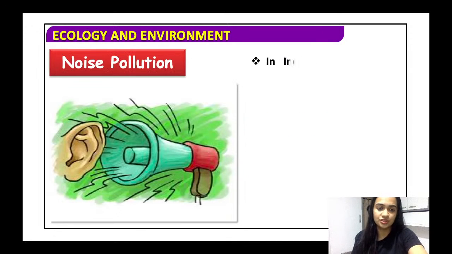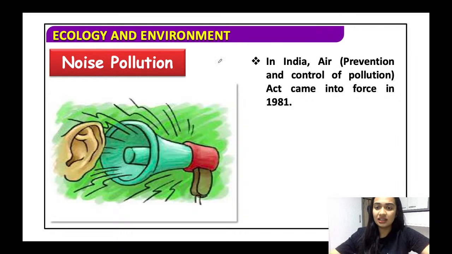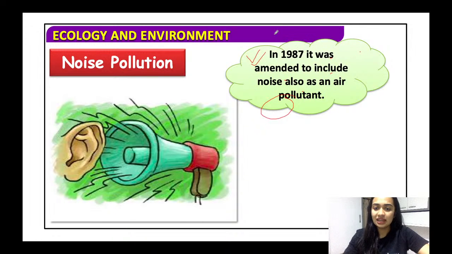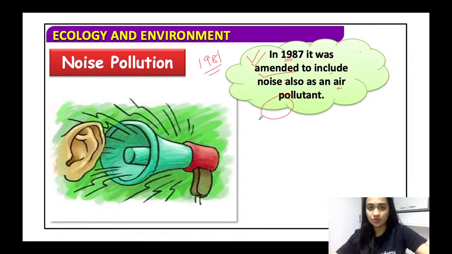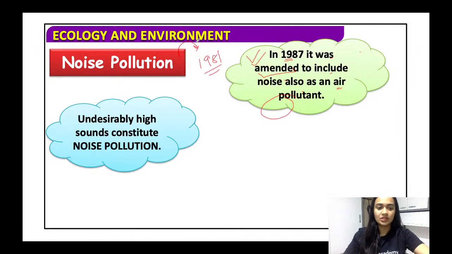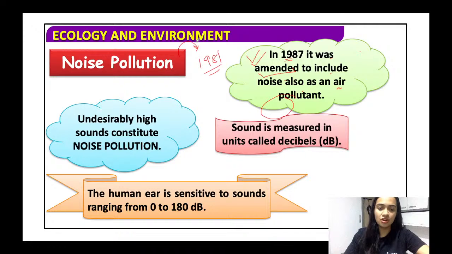Now coming to noise pollution. In India, the Air Prevention and Control of Pollution Act came into force in 1981. This is something you have to remember. Basically that act came in 1981, but in 1987 it was amended to include that noise is also in air. Okay, so noise will also come under air pollution. So please remember that according to this act of 1987, we have basically included noise pollution within air pollution.